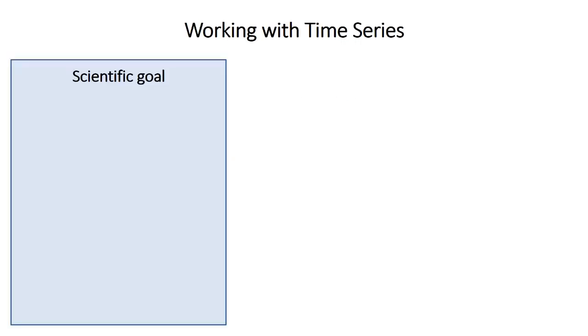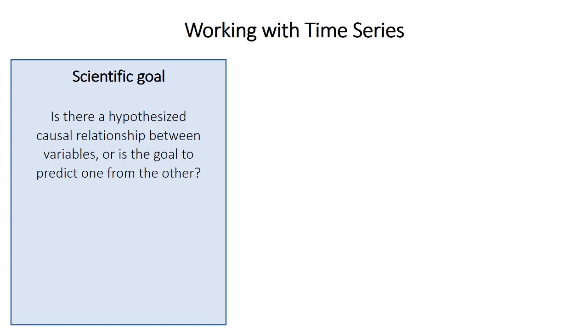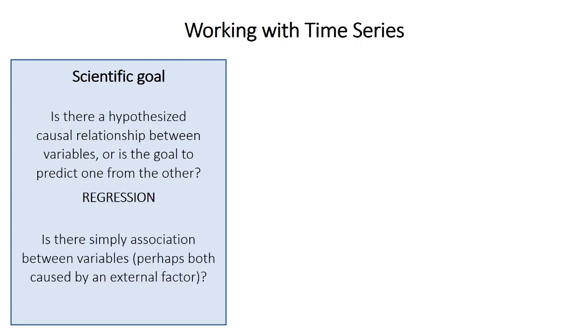So what should you do with time series beyond just doing differences? The first step is to consider your scientific goal. If you think there's a scientific reason why one variable should cause changes in the other, but not the reverse, or if your goal is to predict one variable from the other, but not the reverse, then regression is probably appropriate. If you think there's just an association between the variables, perhaps they're both related to some external factor, then some kind of correlation is appropriate.